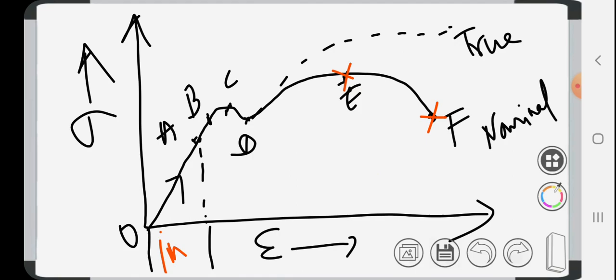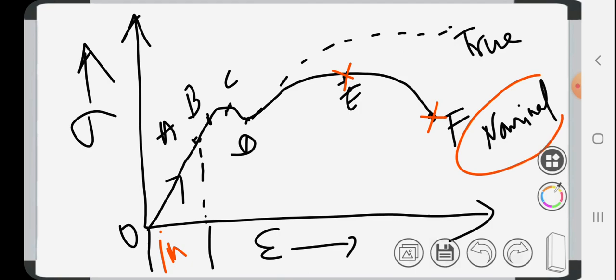The length of the specimen gets increased, and after E the length also gets increased, but the cross section of that particular specimen begins to reduce rapidly over a relatively small length of the bar. So that is called necking. Necking takes place while the load reduces, and the fracture of the bar finally occurs at point F.